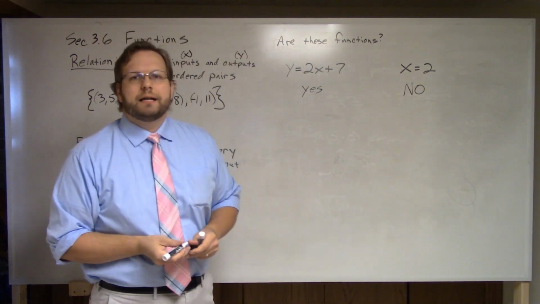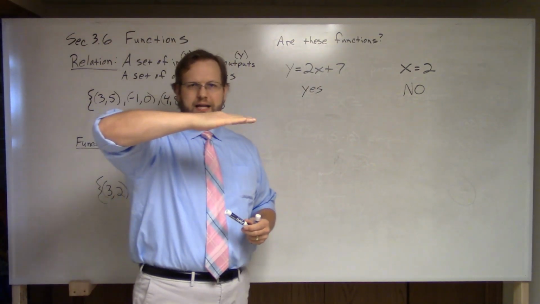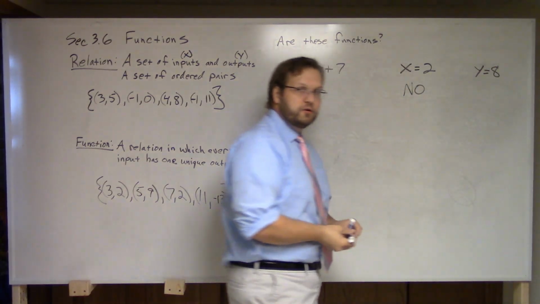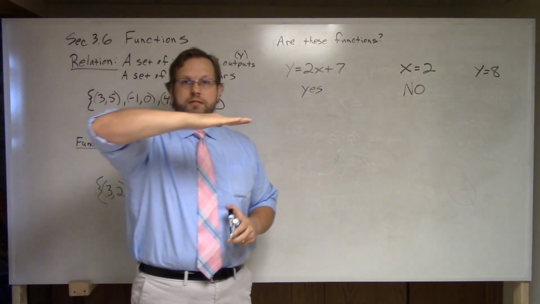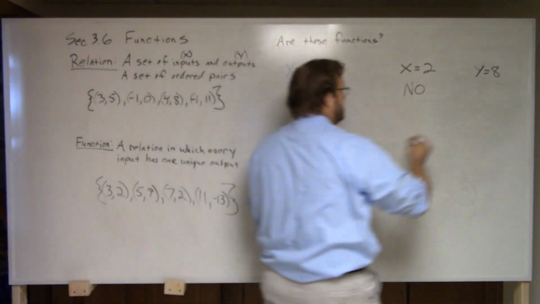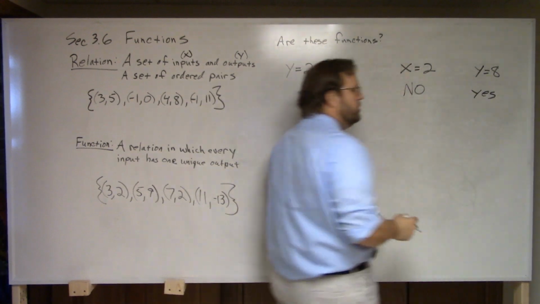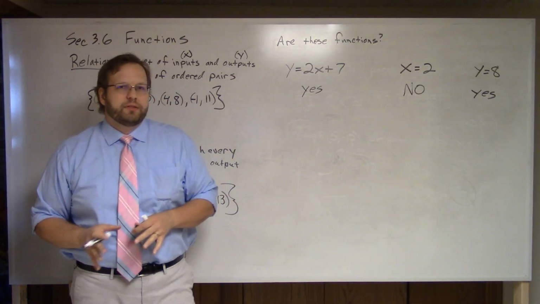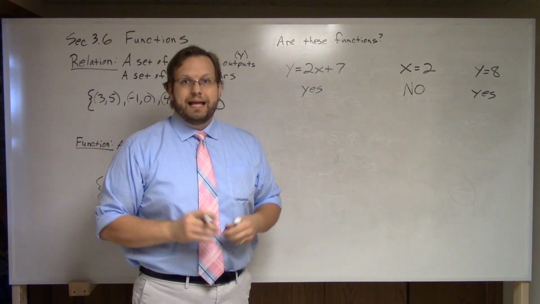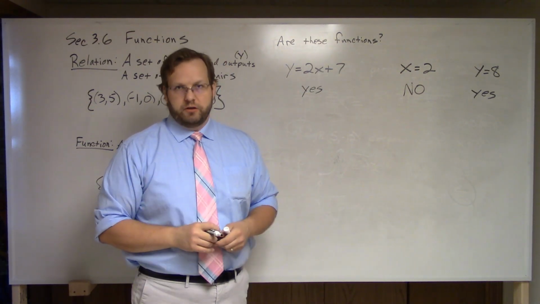What about horizontal lines? Would a horizontal line, let's say y equals 8, be a function? Yes. A horizontal line would pass the vertical line test. So in this section, really the only thing that's going to be a no that they would throw at you is a vertical line. Any other line would be a function.